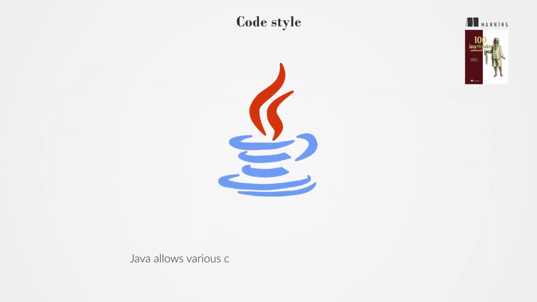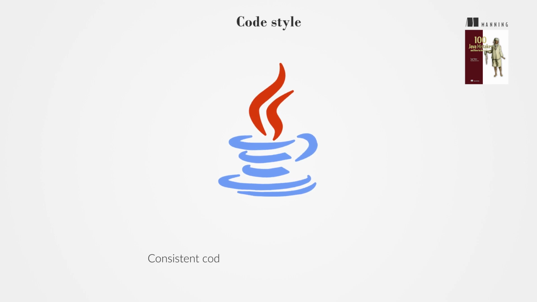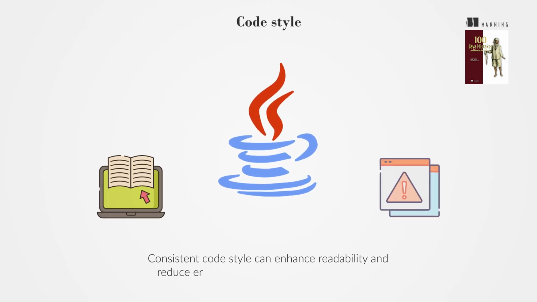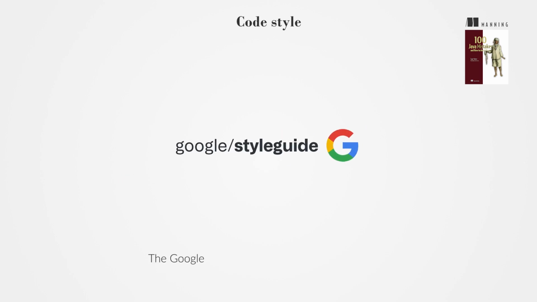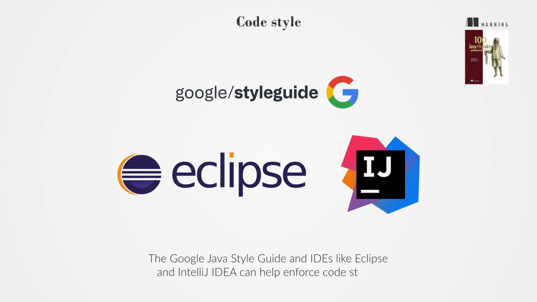Java allows various coding styles, and while some choices are personal preferences, others can reduce bugs. For example, using 10L uppercase instead of a 10l lowercase for long type declaration avoids confusion, as lowercase l looks similar to digit 1. Consistent code style can enhance readability and reduce errors, but it's not a complete solution. The Google Java Style Guide and IDEs like Eclipse and IntelliJ IDEA can help enforce code styles.